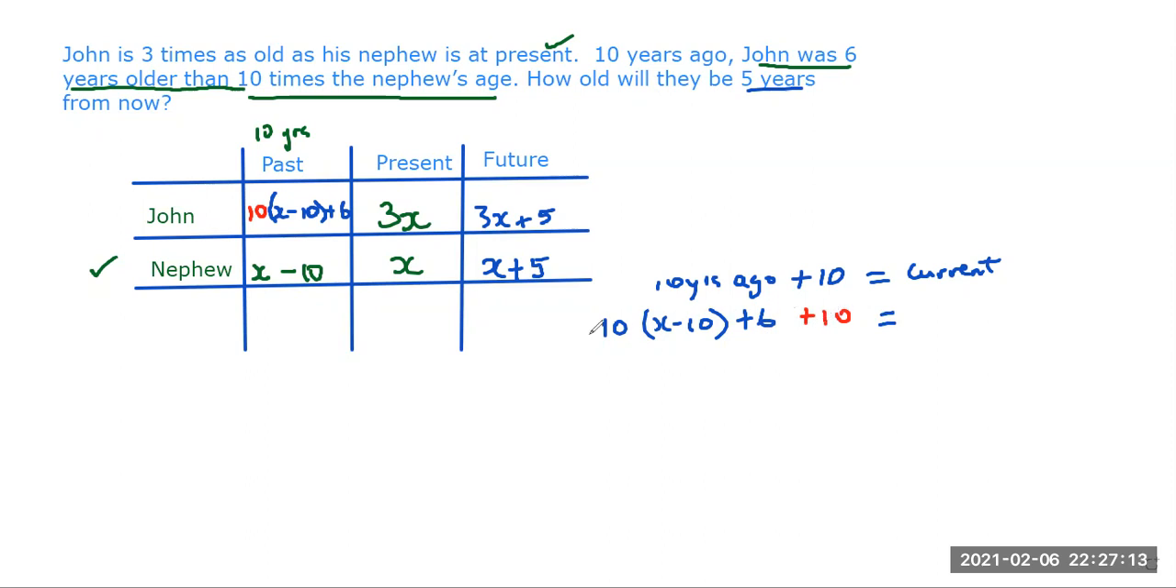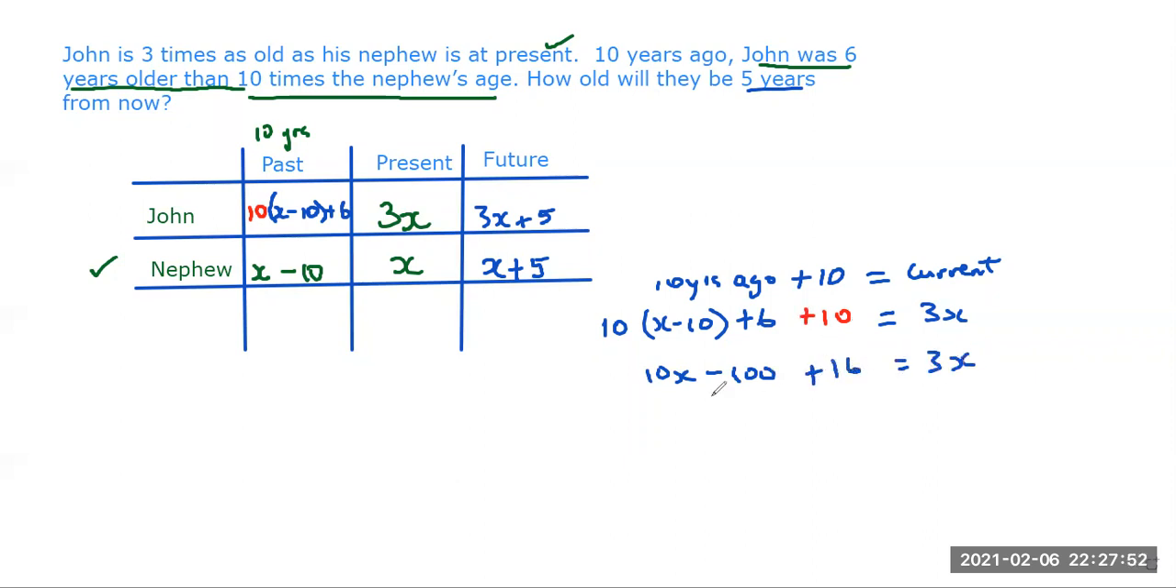But it doesn't mean I'm going to simplify this. I'm going to equate it to a known expression for his current age, which is 3x. This is his current age as an algebraic expression, short and nice, 3x. But this is a more complicated one. I've added 10 to his age in the past, and it would bring me up to speed with his current age. So I have two different expressions representing his current age. Simplifying, I will get 10x minus 100, plus 6 plus 10, that's 16.